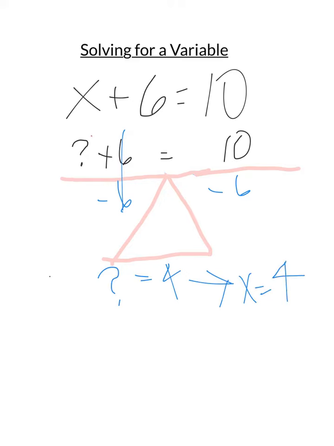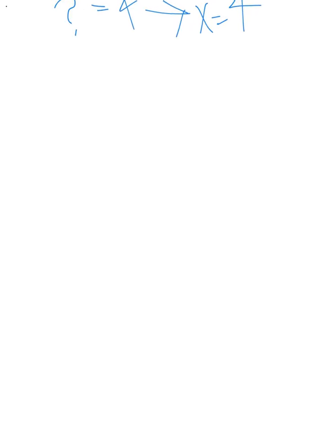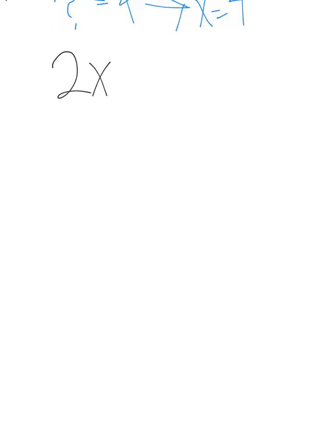All right, so I did that to both sides to keep both sides of my scale even. All right, so what you do to one side, you have to do to the other side. So let's do a slightly more complex example. Let's say like 2x plus 7 equals negative 13.